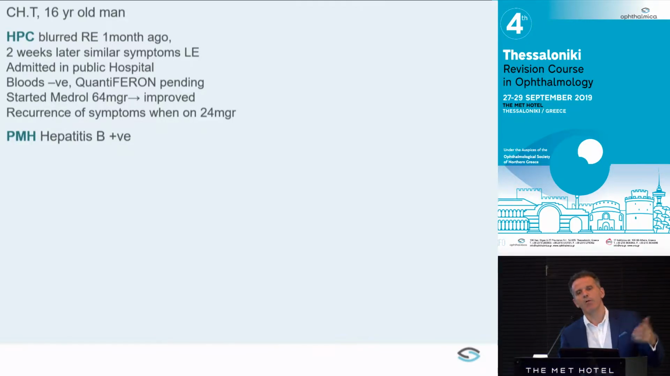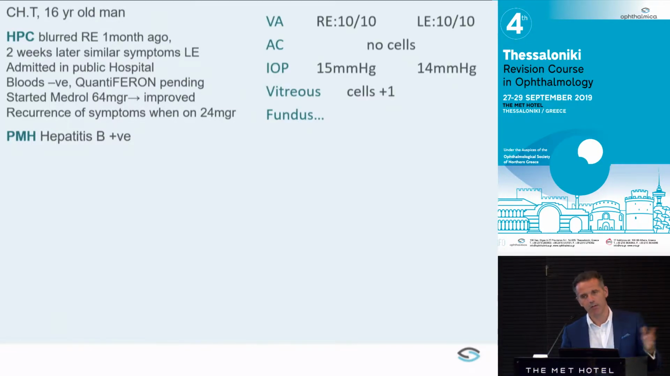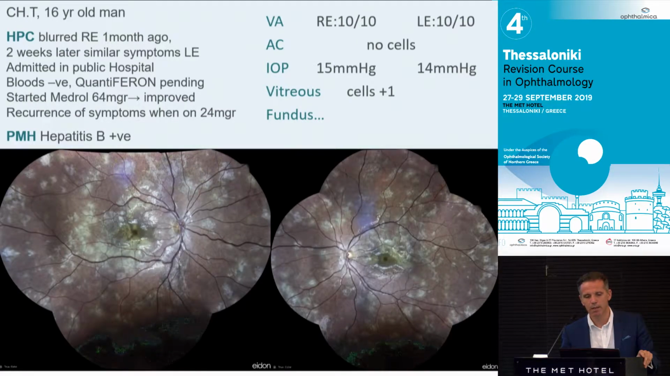According to the history, his symptoms improved, but they recurred when they were tapering the steroids and they were down to 24 milligrams. Other than that, he was exposed to hepatitis B, but he was fit and well otherwise. His visual acuity was completely normal, 10/10. He had no AC reaction, normal intraocular pressure, mild vitritis, and that's the appearance of his fundus.